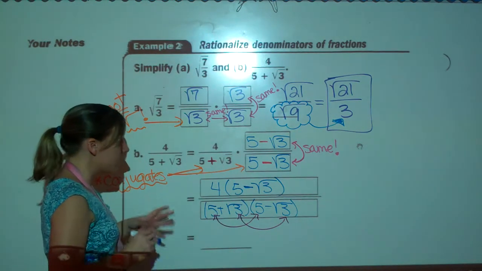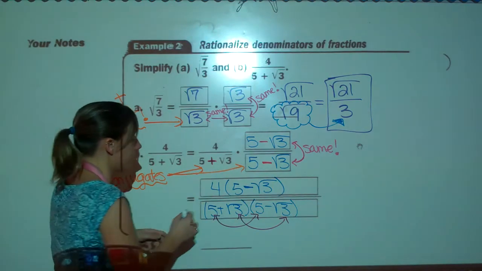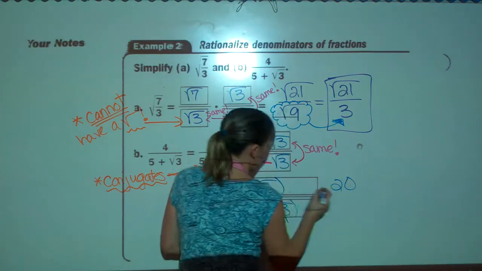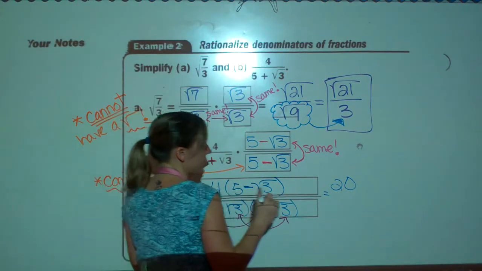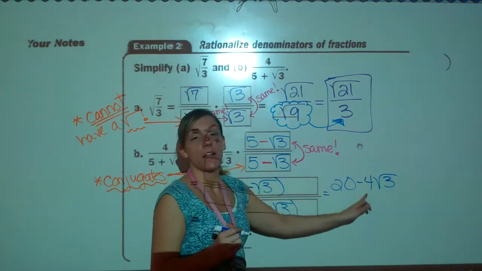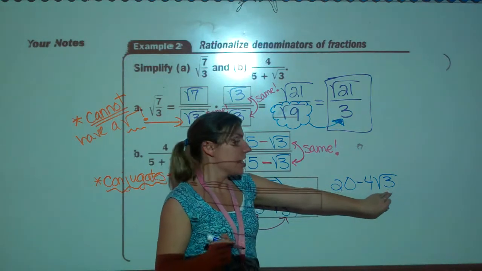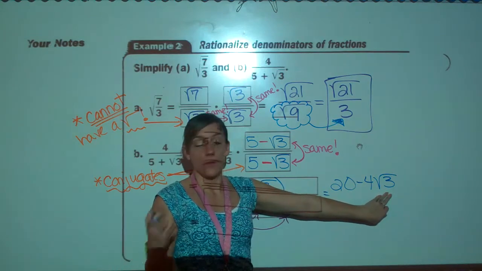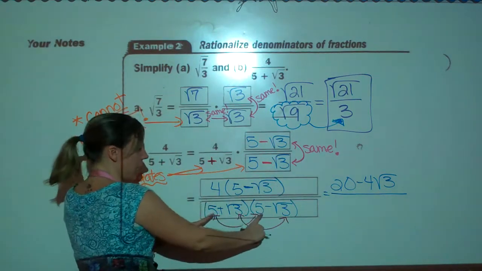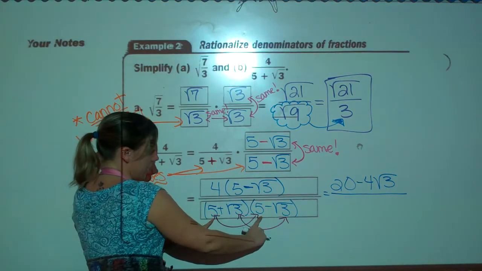So, when we do this problem, you distribute 4 times 5, and we get 20. You distribute 4 times the square root of 3, which you cannot put together, so you just write it as 4 root 3. It's kind of like as if root 3 were a variable. Okay? Then, here you just do the shortcut. You multiply the front, and you get 25.